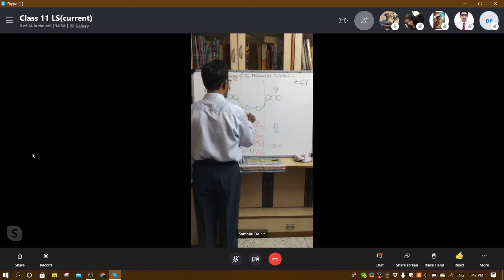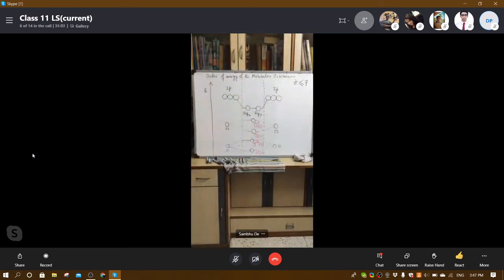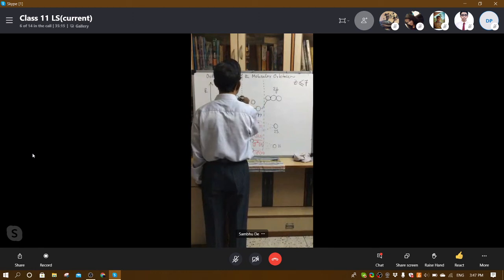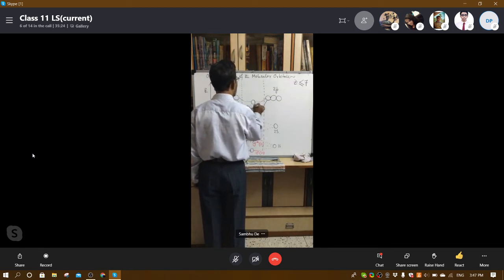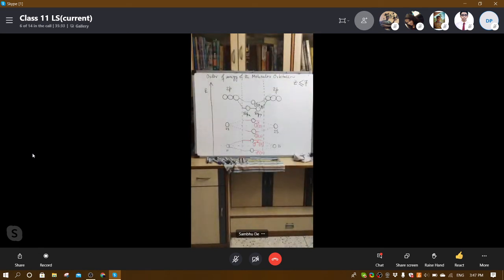We call it pi 2px, pi 2py. These two will be lateral overlap, pi 2px and pi 2py. And one will be of little higher energy, but sigma. This is sigma 2pz. Totally 6 orbitals will be formed.